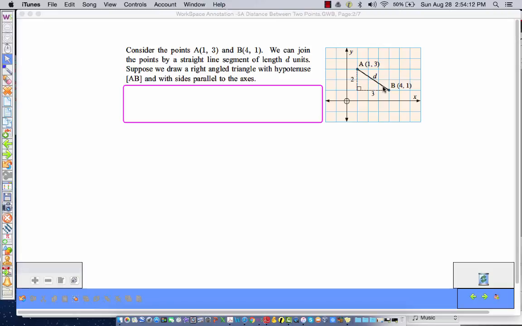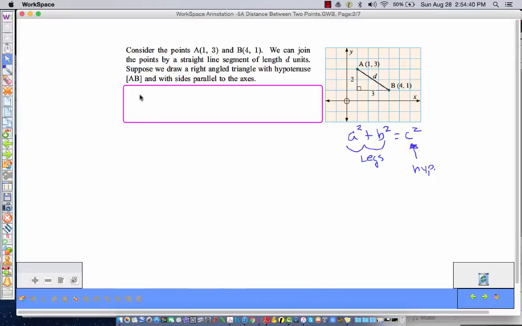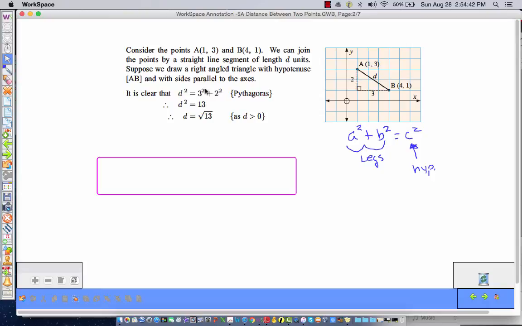And if you recall, the Pythagorean theorem states that a squared plus b squared is equal to c squared, and we just have to remember that c is the hypotenuse of the right triangle opposite the right angle, and a and b are the legs of the right triangle. So in this case, d squared will be equal to 3 squared plus 2 squared. You clean that up and you get the square root of 13. Okay?